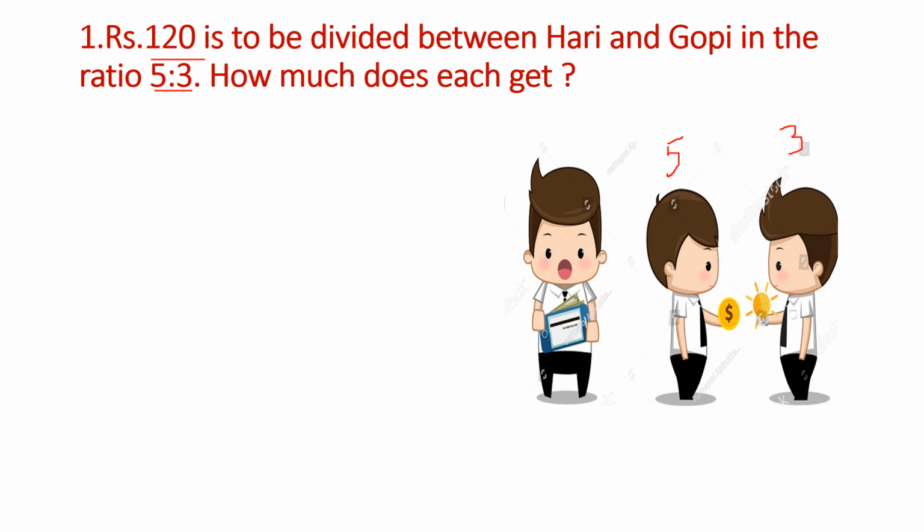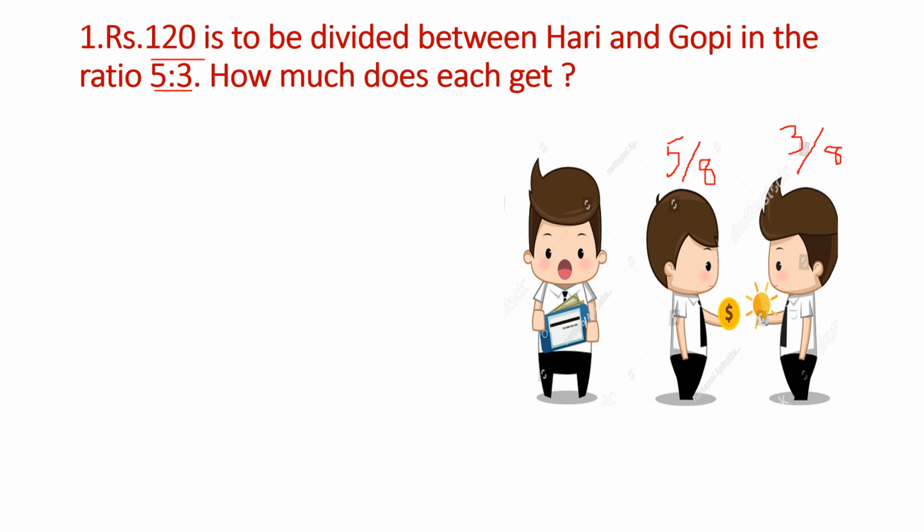Total parts is how much? 5 plus 3 is 8. So whenever you get such ratios, take the sum of the ratio. So total parts you know is 8. So one person should get how much? Out of 8 parts, one person will get how much? 5 parts. And the other person will get how much? 3 parts. So this is how we are going to solve this.